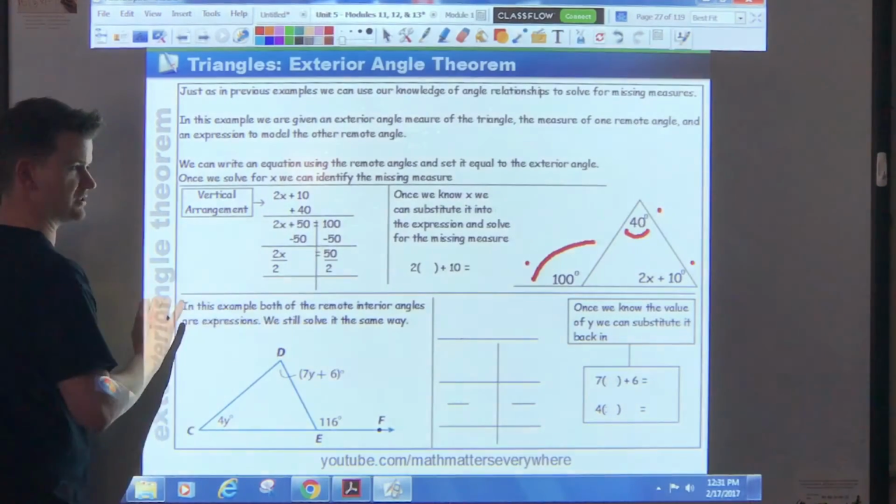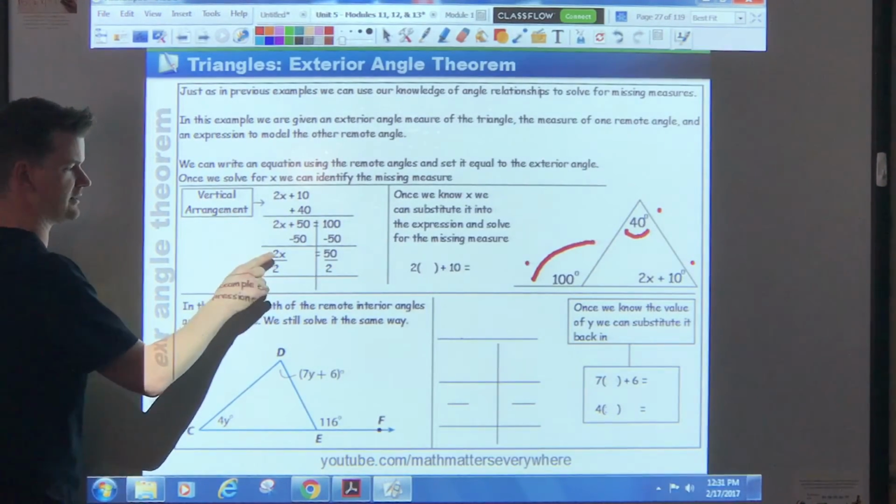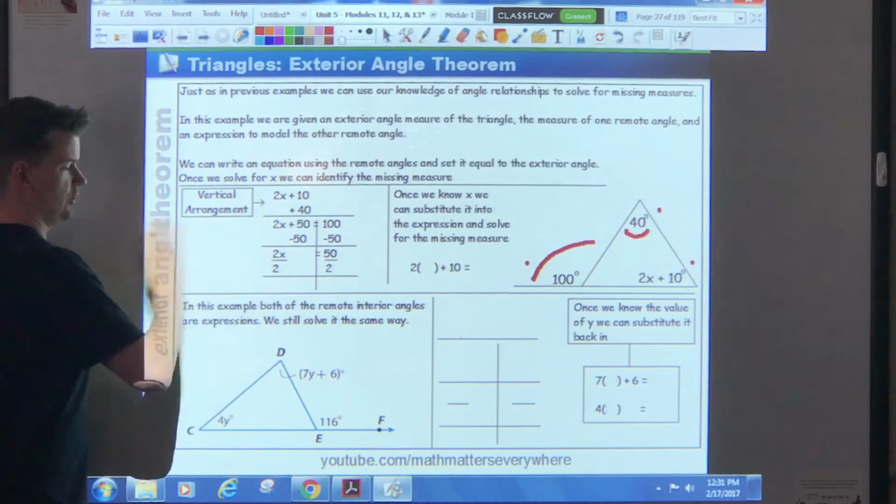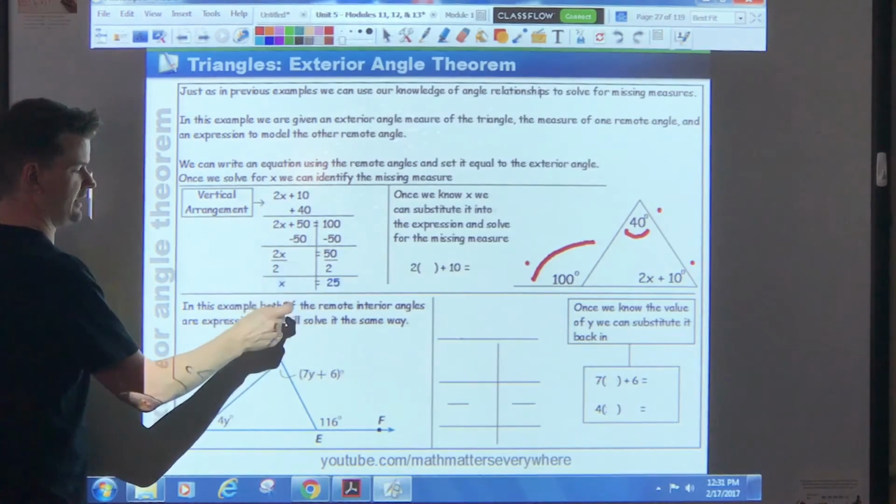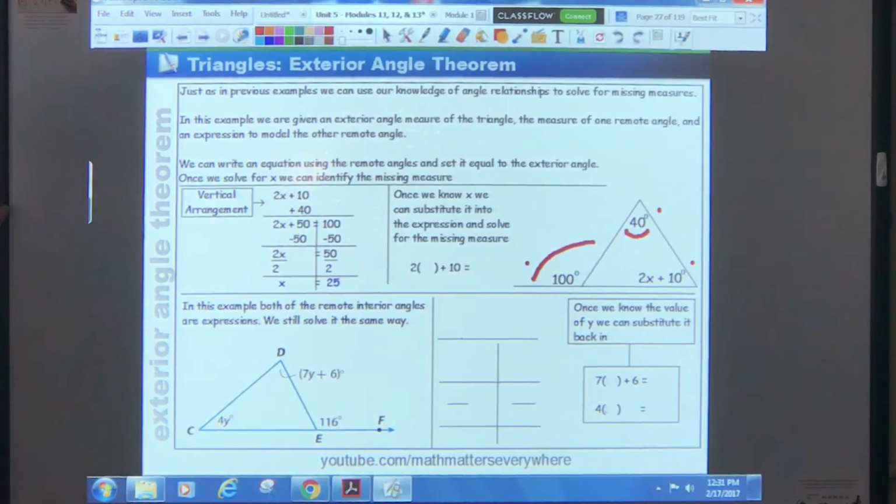We subtract 50 from both sides. That leaves us with 2x is equal to 50. We divide out the coefficient and I get x equals 25. Yes? What happens if you don't get the 100? Like if they don't give you the 100?